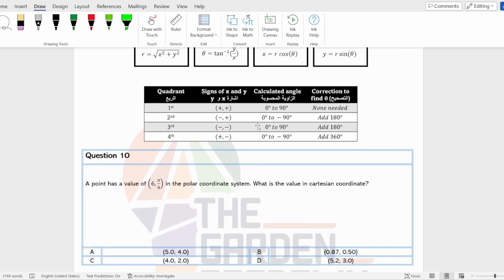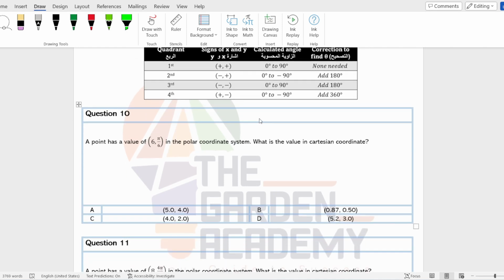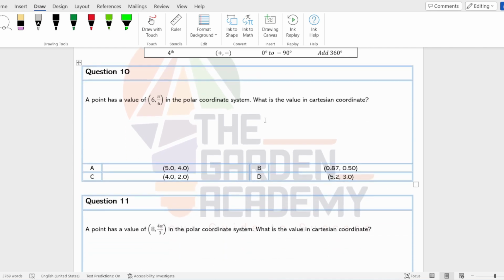Right. Now this table is only used if we have to find theta. Then in this case we will have to do a correction. What does that mean? We will take inshallah an example to see how we do the correction. نأخذ مع بعض السؤال الأول أو فعليا هو السؤال العاشر. A point has a value of 6 and pi over 6.